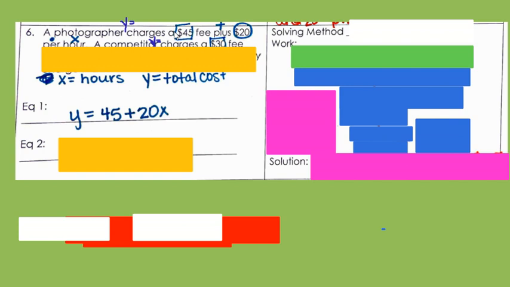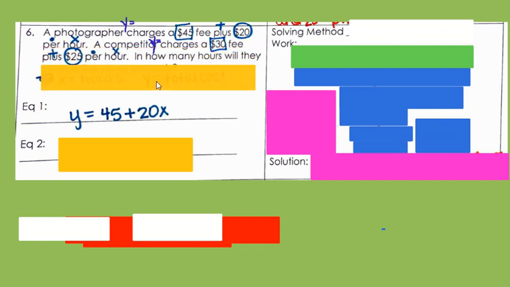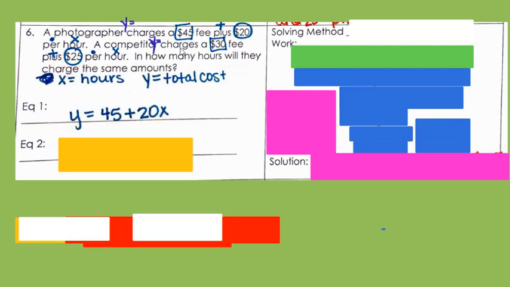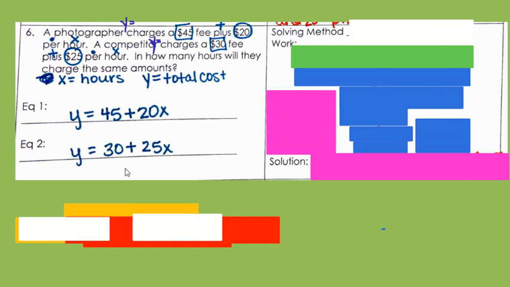All right, sentence 2. A competitor charges, so there's our second Y equals, a $30 fee plus $25 per hour. So plus 25 per hour means times our X. So that's our second equation. The competitor equation would be Y equals 30 plus 25X.